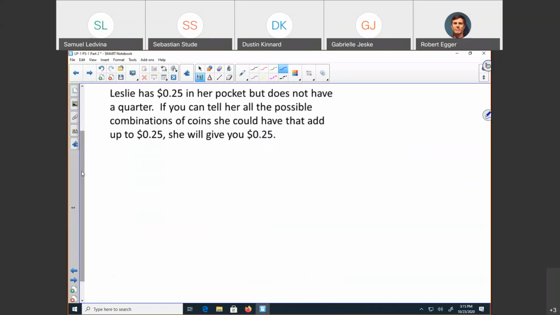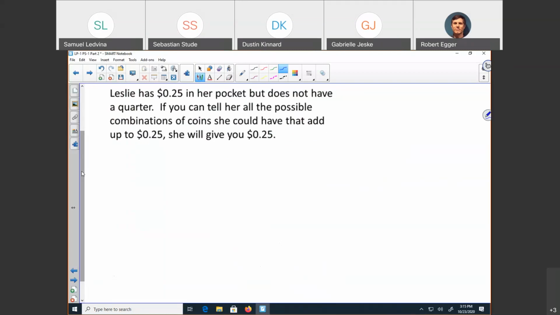So let's look at Leslie here. She has 25 cents in her pocket, but does not have a quarter. If you can tell her all the possible combinations of coins she could have that add up to 25 cents, she will give you 25 cents. Woohoo, that's big of her.